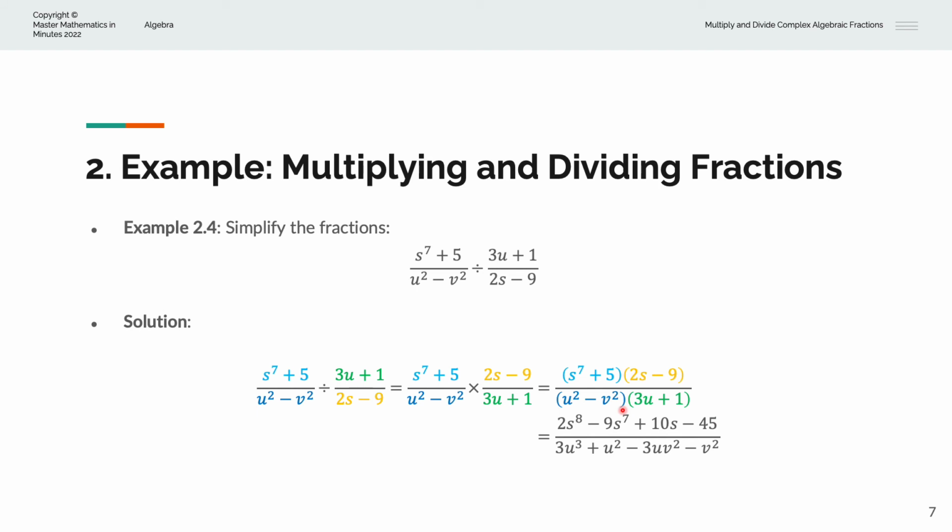We'll expand the denominator as well. u squared multiplied by 3u is 3 times u to the power of 3. u squared multiplied by 1 is u squared. Minus v squared multiplied by 3u is minus 3u v squared. Minus v squared multiplied by 1 is minus v squared.